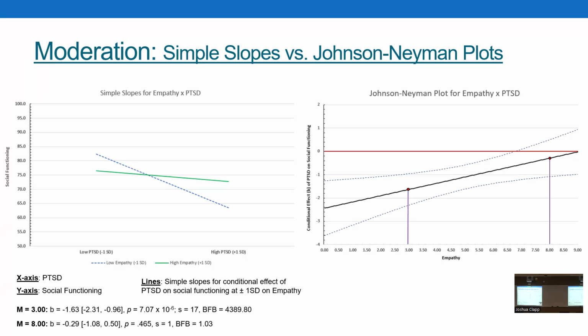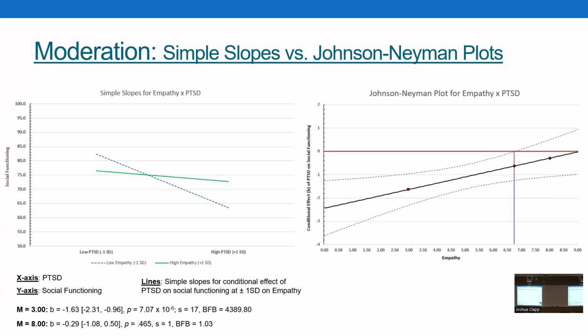Here's the coefficient, it's still negative, but the upper bound of my confidence bound is here, lower bound is here. That very clearly crosses 0, so I don't have evidence of effect here, okay? Well, what if I'm interested in at what level of empathy, at least based on these data, does PTSD stop having an association with interpersonal functioning? Based on my Johnson-Neyman plot, it looks like somewhere between a score of 6.5 and 7, right? That is where this confidence bound crosses over that 0 line.